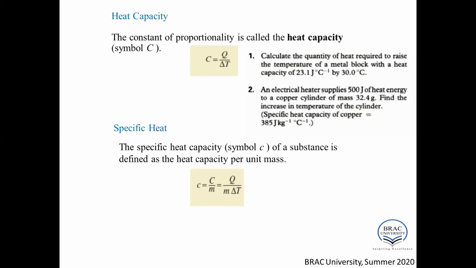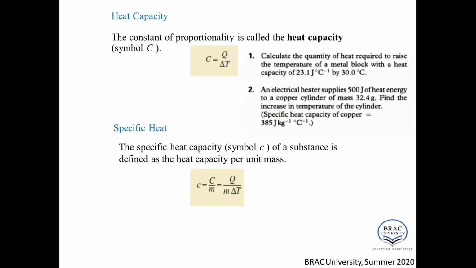So in the previous case, in heat capacity, mass is not considered. But in the case of specific heat capacity, the heat required to increase the temperature of an object by 1 degree, per unit mass, is called the specific heat. Or you can say heat capacity per unit mass is called specific heat. It is denoted by small c. So c is equal to capital C by m, which is equal to Q by m del T.